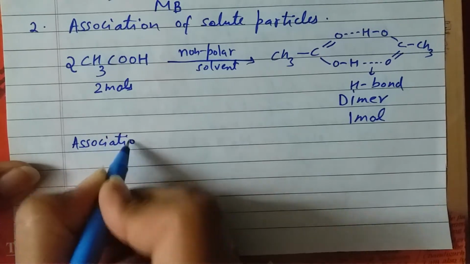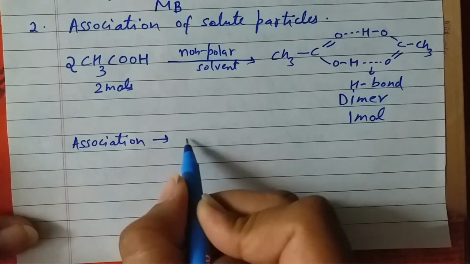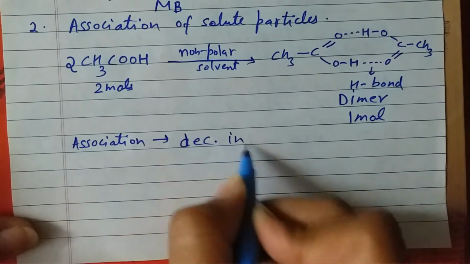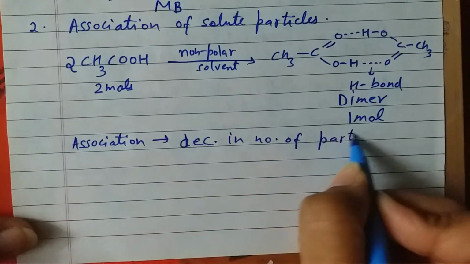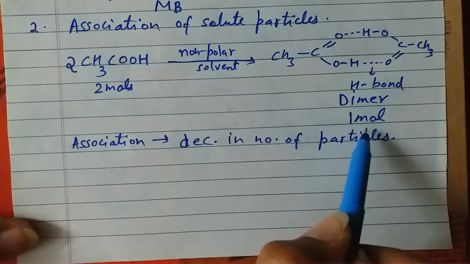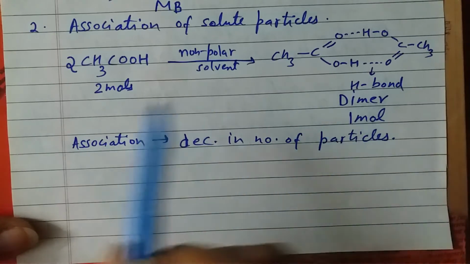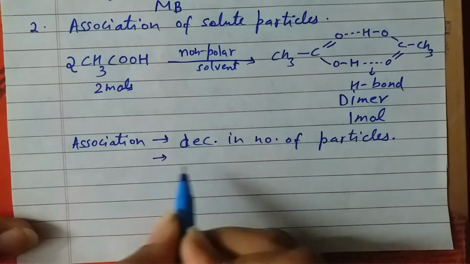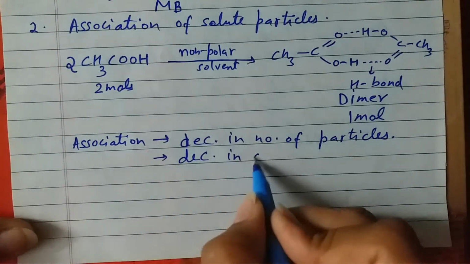When there is association of particles, when the particles join together, what happens? There is a decrease in the number of particles, as you see, from 2 moles to 1 mole. It has got half, right? It has become half of what it was initially. So from 2 moles to 1 mole. There is decrease in the number of particles, and so there will be decrease in the colligative property.